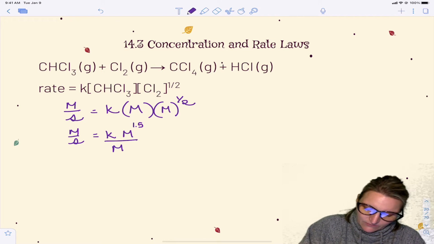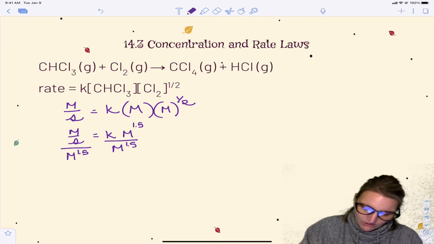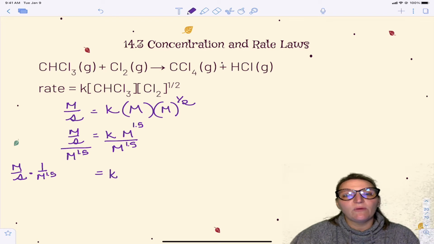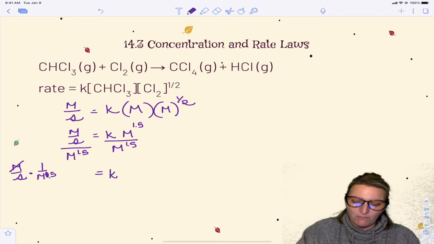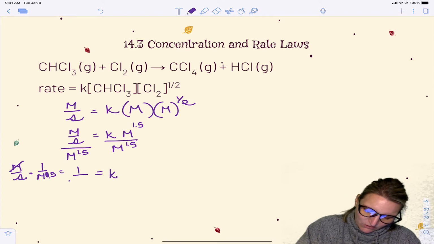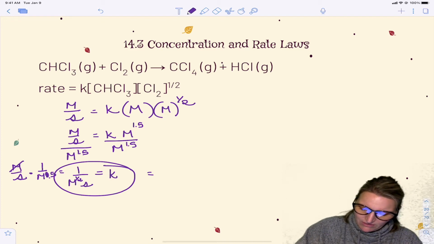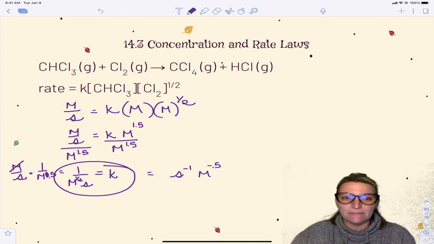Divide both sides, multiply by the reciprocal, and now look at what happens. The molarity on the top cancels out with one of the molarities on the bottom. So my k is equal to molarity to the 1/2, or 0.5, times seconds. Very weird units. We could also think of this as seconds to the -1, molarity to the -0.5. Two different ways of writing the exact same thing.